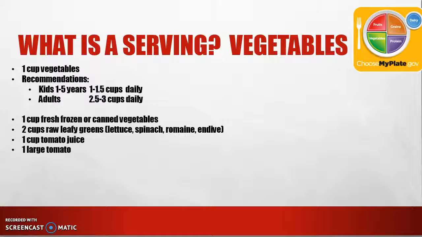For vegetables, same cup for cup. Cup of fresh, frozen, or canned vegetables is equal to a cup of vegetables. For kids ages 1 to 5, they should be getting 1 to 1.5 cups daily. Adults, 2.5 to 3 cups.